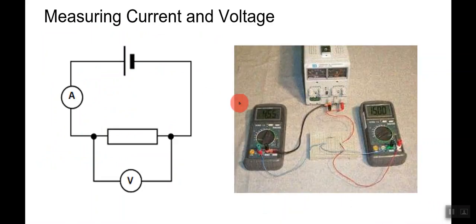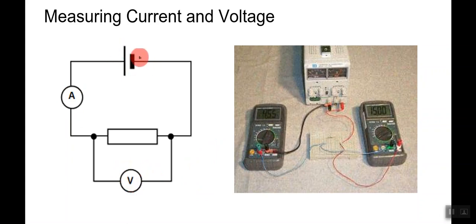So what we can do then is set up a simple circuit here. In this simple circuit, you have a battery, which is just a fancy battery that we can adjust the voltage and the current moving through it. These two here are multimeters, and we can use these to measure. One will measure the current, which is represented by A, and one will measure the voltage, which is represented by V.